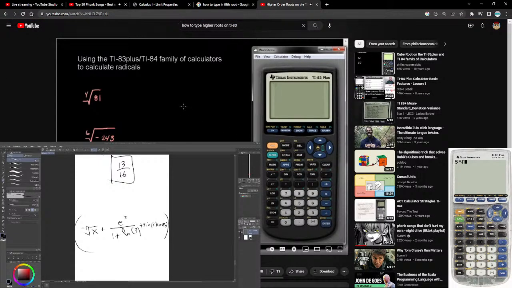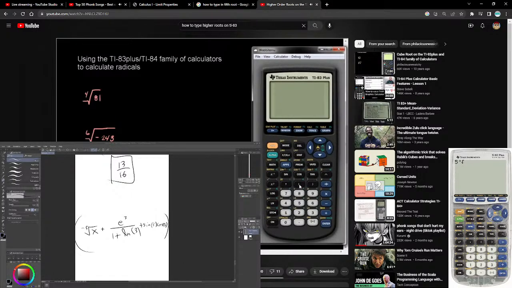In this video, we're going to take a look at using the TI-83 Plus and the TI-84 families of calculators to calculate higher order radicals. In previous videos, I mentioned how to do square and cube roots, and it's usually you just press a button or two and then you enter the number. When you're dealing with fourth order and higher radicals, you need to put the index in first. And I recommend doing all of this in parentheses so you don't get confused as to what's happening before or after.